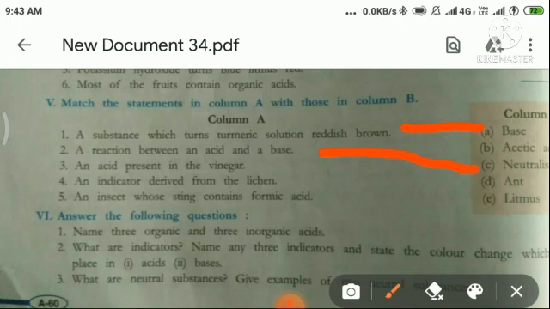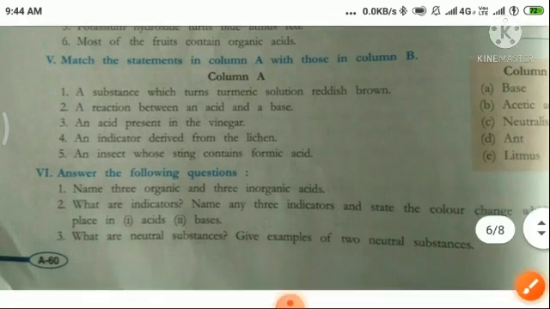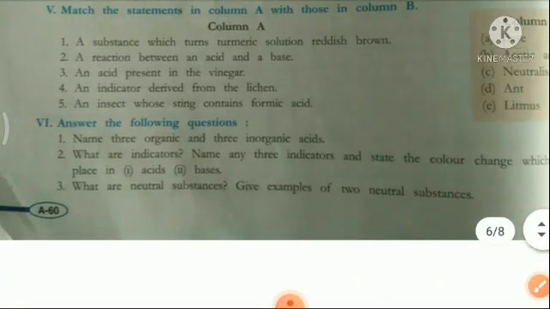An acid present in vinegar is, we all know, acetic acid. An indicator derived from lichen is litmus. An insect whose sting contains formic acid is ant. Okay, so this is very clear. So now we'll be proceeding to writing the answers of the questions.